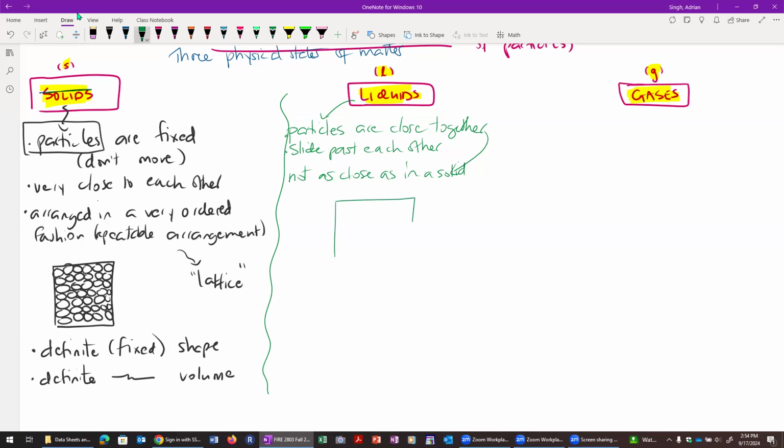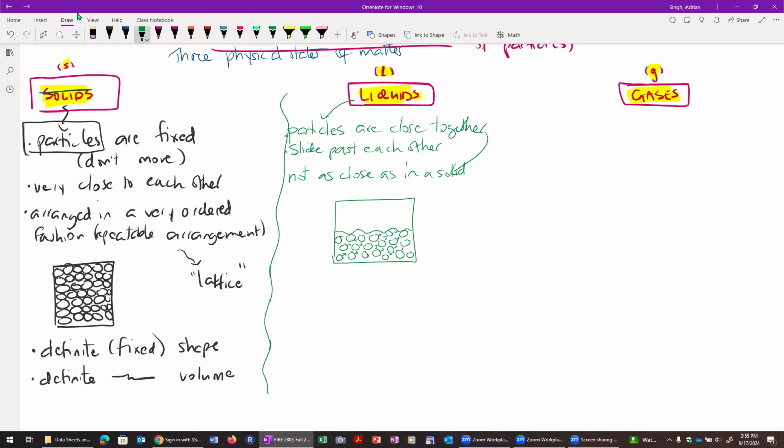So if I have a sample of a liquid here, and let's say this forms the surface of the liquid, I have a liquid particle here, another one there. So you can see they're a little bit more spread out. They're still kind of close to each other, but not nearly as close together as they are in the solid state. And then I'll draw a little arrow here that shows that the particles can kind of slide past each other as well. Okay, so if you were to zoom in on a sample of a liquid, you would see something like this happening.